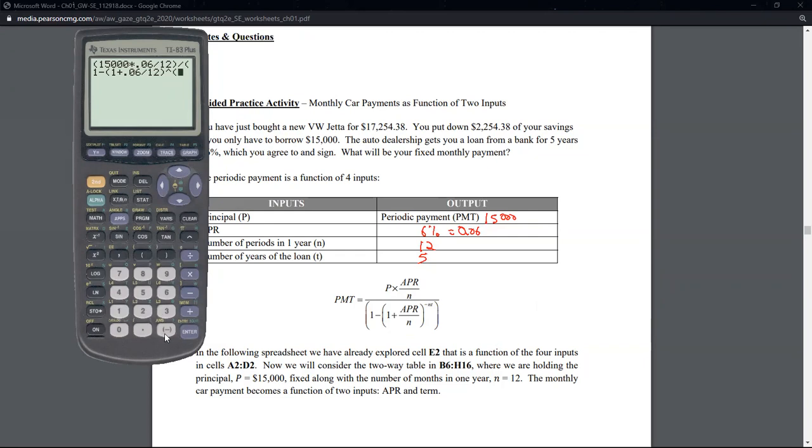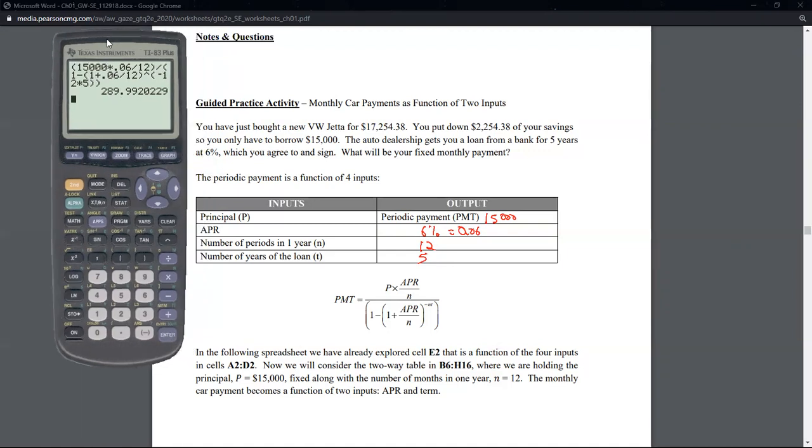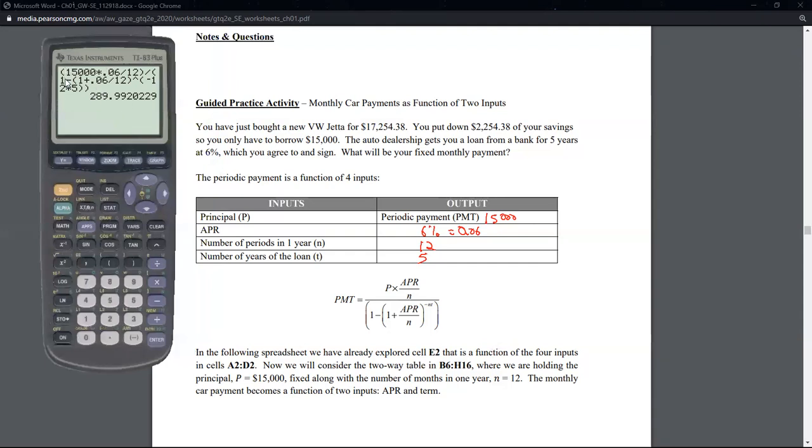Depending on your calculator, you might have to hit the negative first or last. I have to hit it first. So negative, and the N was 12 times the T was 5. Close the parentheses, make sure you have as many open as closed parentheses, double check that. Open, close, open, open, close, open, close, close. We're good. Drum roll. And we get $289.99. If you don't get that answer typing it out, that means you need to practice or figure out your calculator a little bit more.